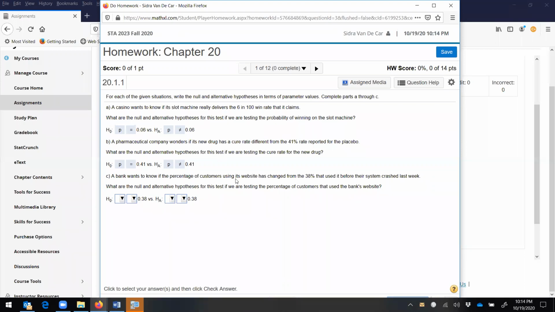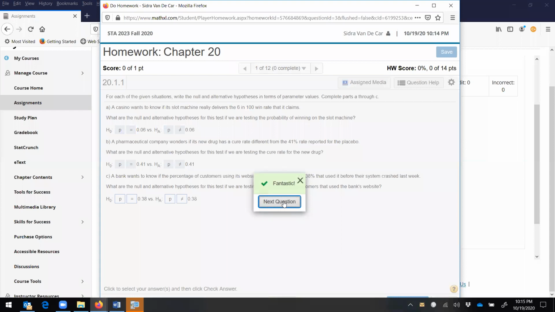A bank wants to know if the percentage of customers using its website has changed from the 38% that used it before their system crashed last week. So the population proportion was 38%. Now the population proportion may not be 38%. By the way, this is another one where, if people were stopping using the system because it crashed, we would suspect it would be lower. So I don't agree with this two-sided again. We would be doing it one-sided, but they're going to want two-sided. So we go with that from the beginning here.